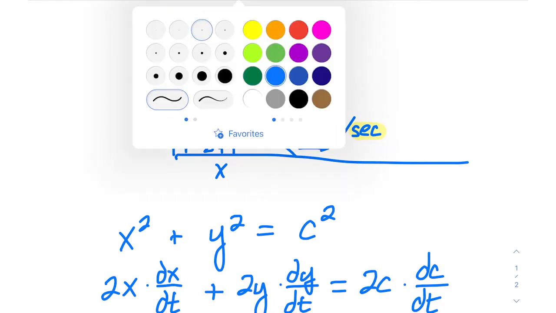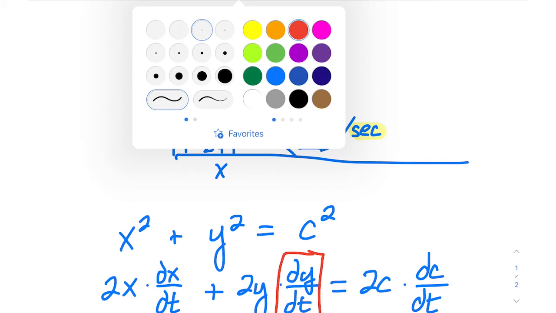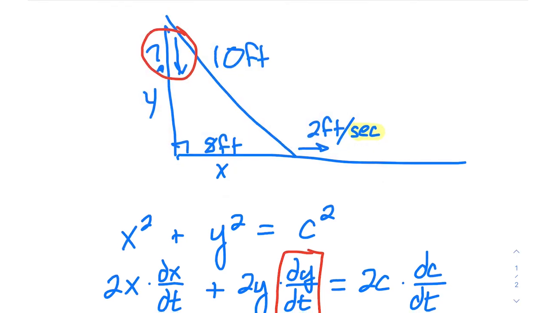So remember, the question itself, I'm going to put this in red, is asking about this rate of change on the y-axis, which means that is your dy/dt. So we won't have anything that we can plug in for dy/dt. That's going to remain a variable. But let's plug in the other information that we have.